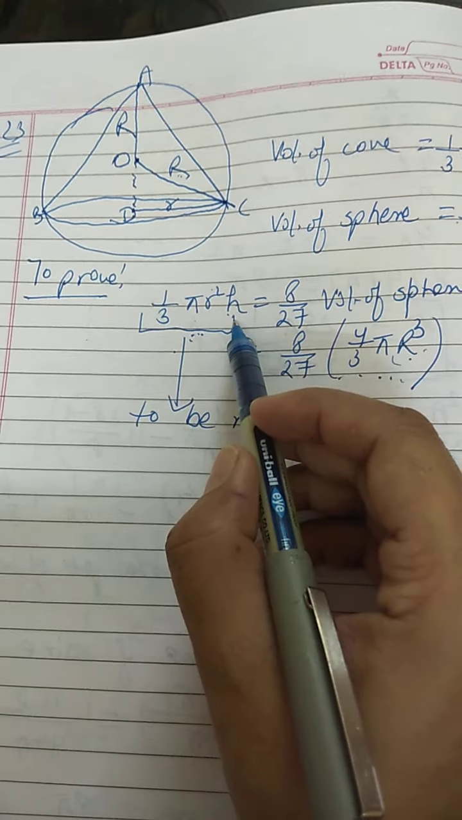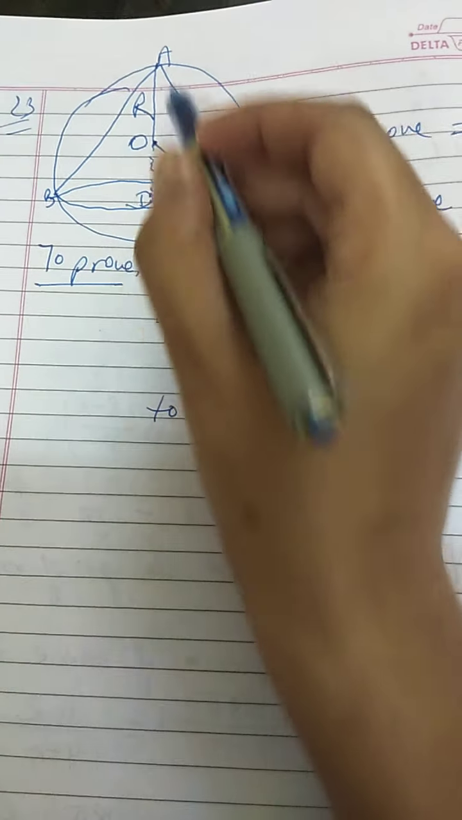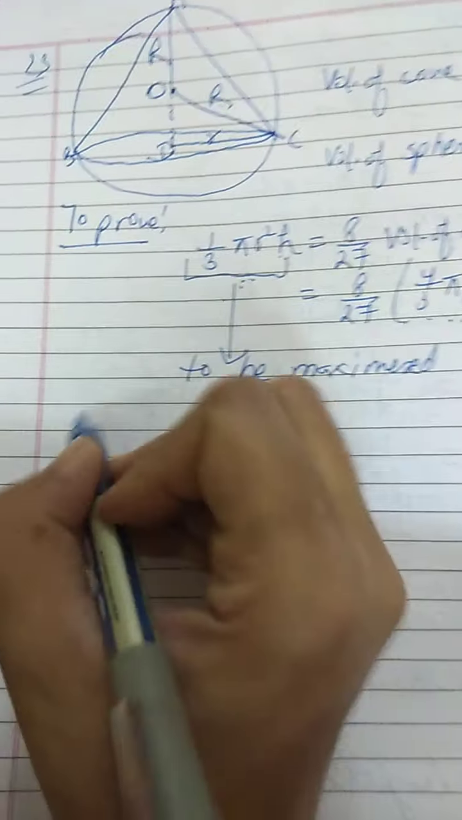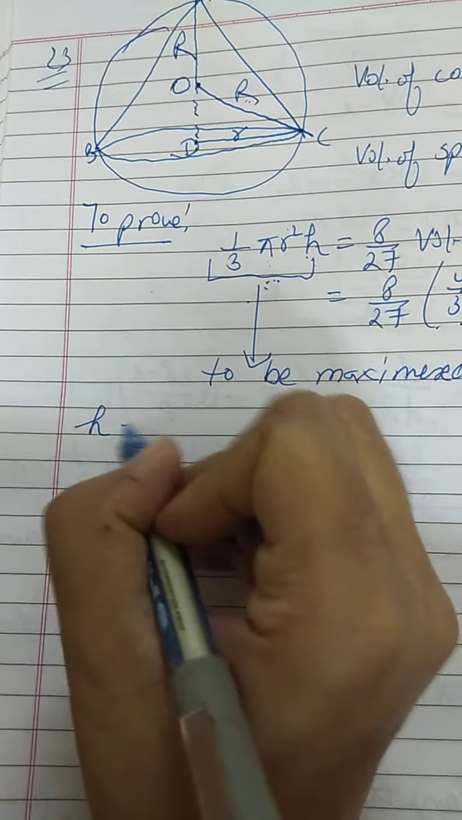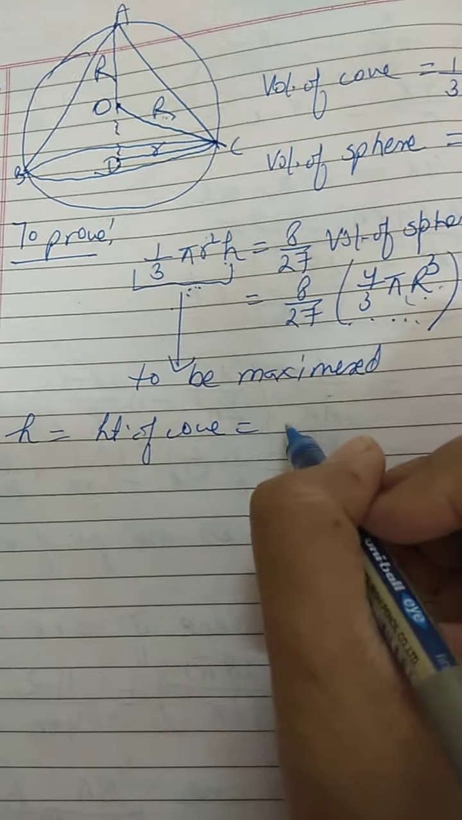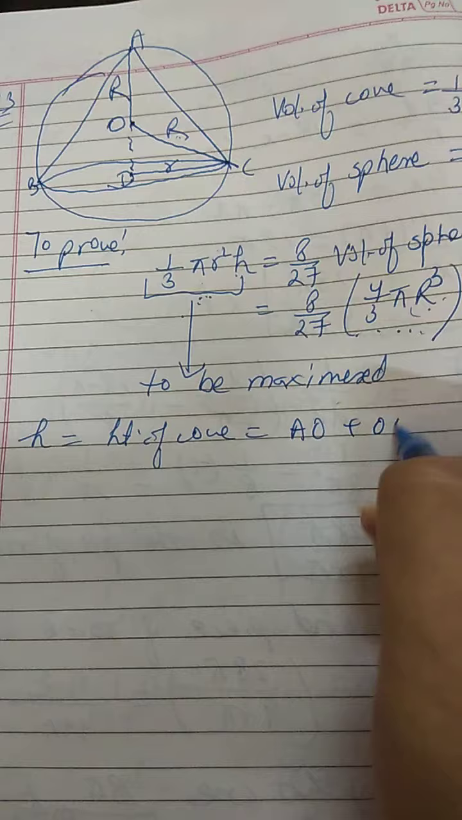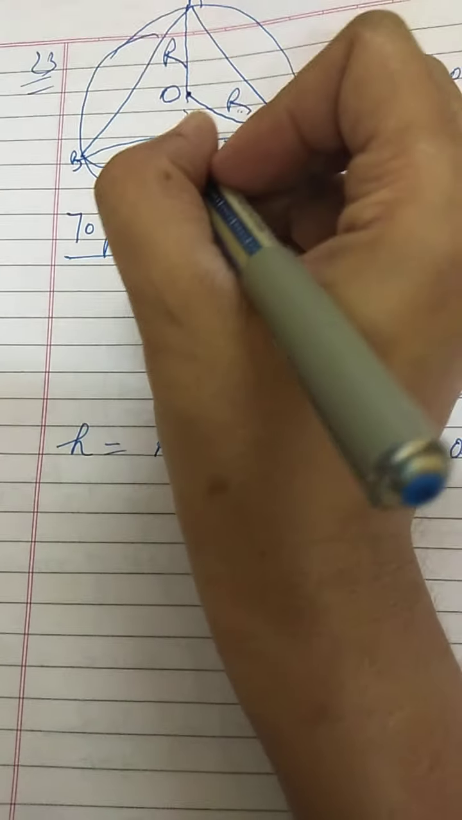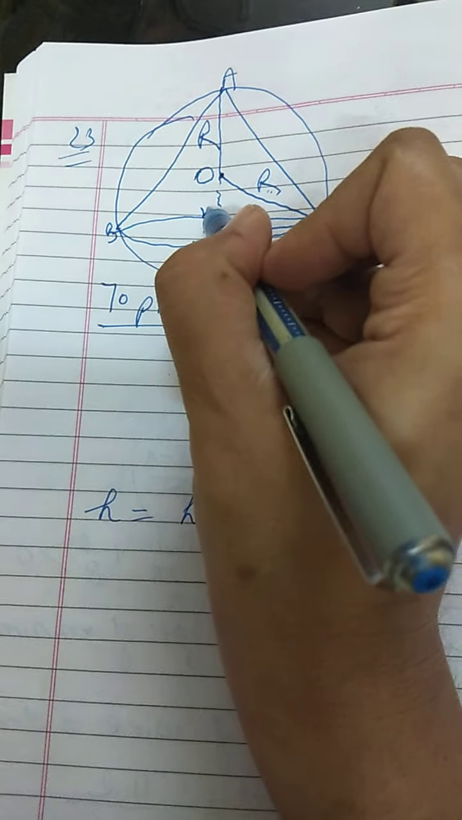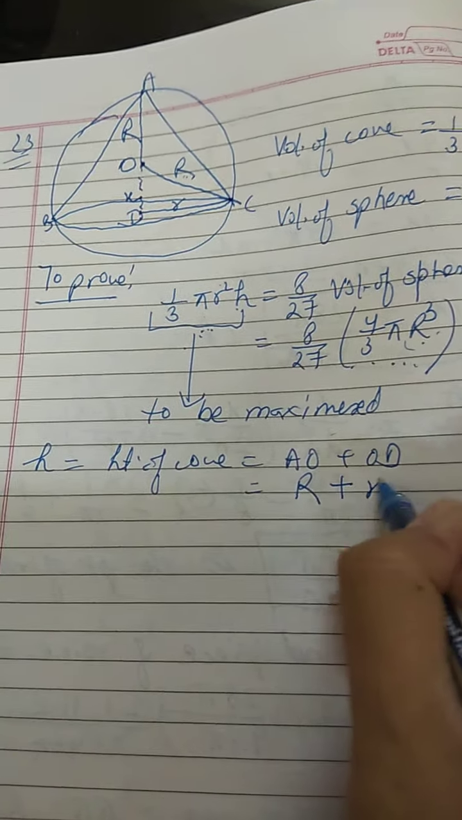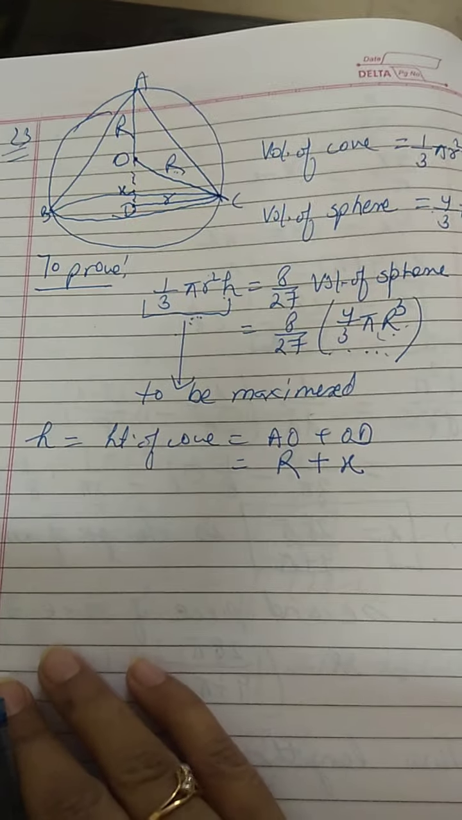Now, this small h is the height of the cone, and the height of the cone is AO plus OD. So this h, that is the height of the cone, is actually AO plus OD. AO is given, it is capital R. If this OD, I assume, let it be x, then the height of the cone will become R plus x. Okay.